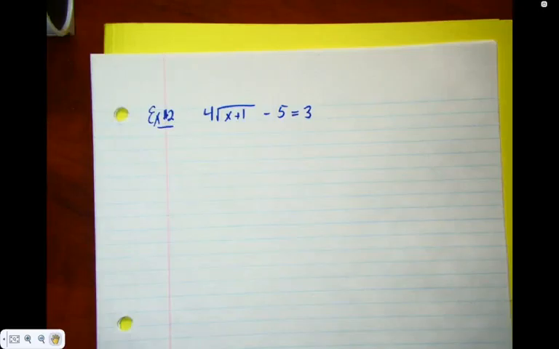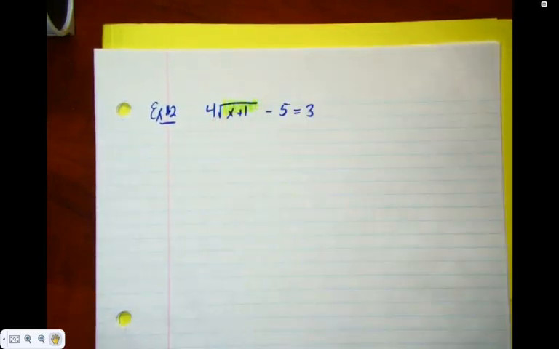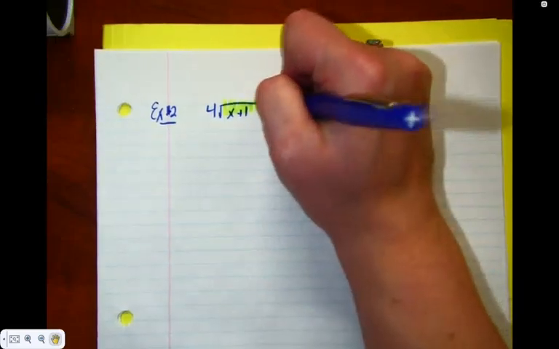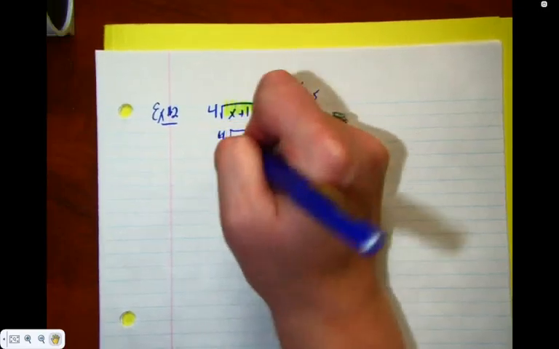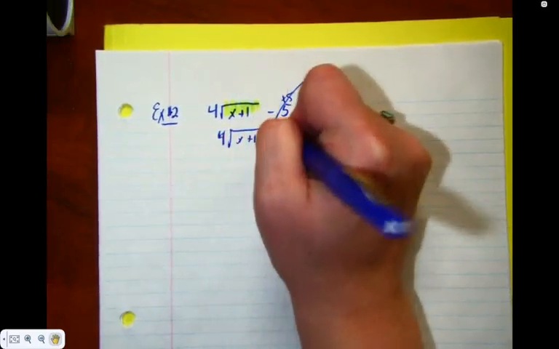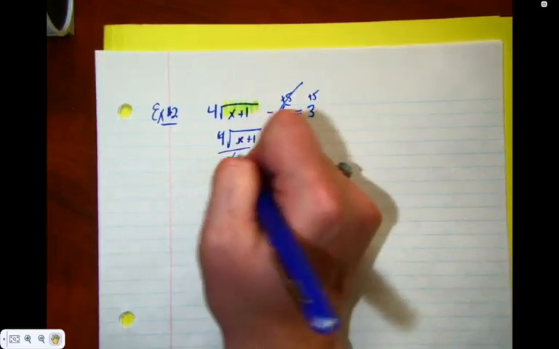Step number 1 is isolate the radical. So all of this needs to stay right now. I need to get rid of that 4, and I need to get rid of that minus 5. I'm going to start with the minus 5. What's the opposite of subtracting 5? So I'm going to add 5 to both sides. Now I want to get rid of the coefficient of 4. What's the opposite of multiplying by 4? Dividing by 4.